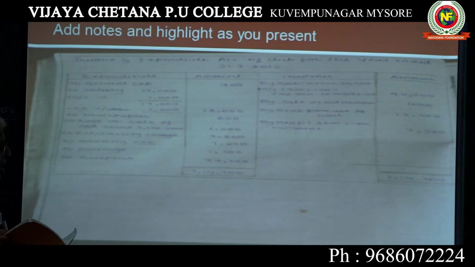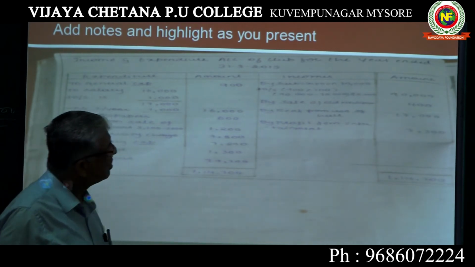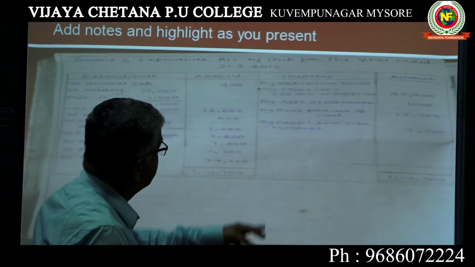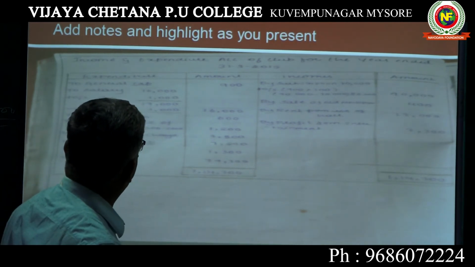Then electricity charges 7,800, that is what we have taken here. Meeting expenditure 7,200. And then postage 1,300. And the total comes to 1,14,700. So the expenditure side is 1,14,700.